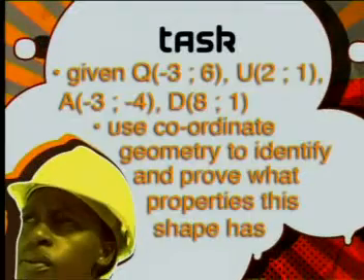Okay, now it's time for you to practice this, so please make sure you copy down this information carefully. Given Q(-3, 6), U(2, 1), A(-3, -4), D(8, 1). Use coordinate geometry to identify and prove what properties QUAD has. Well, that's it for today. We've shown you different ways of proving the properties of shapes using coordinate geometry.